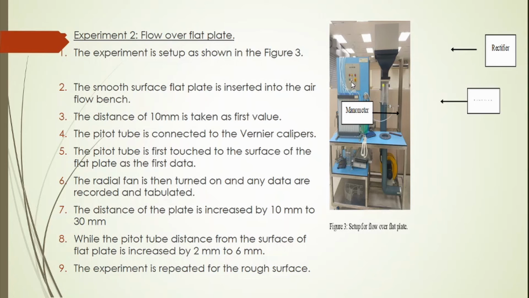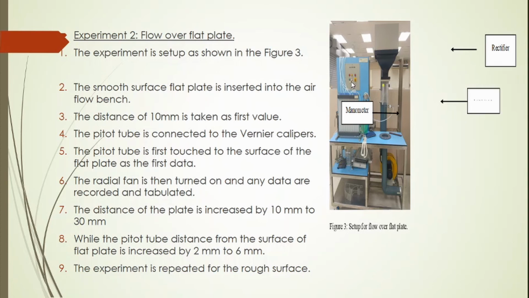And then the pitot tube is connected to the vernier caliper. Step 5 is that the pitot tube is first touched to the surface of the flat plate at the first data point. Then the radar fan is turned on and the data are recorded and tabulated.